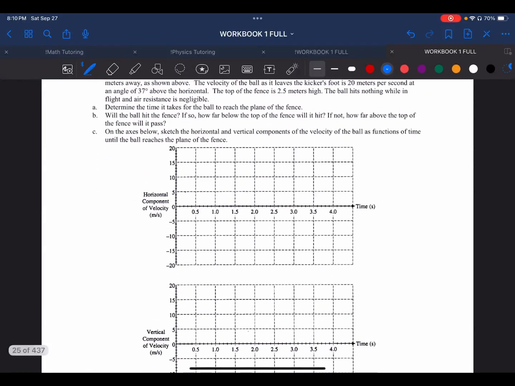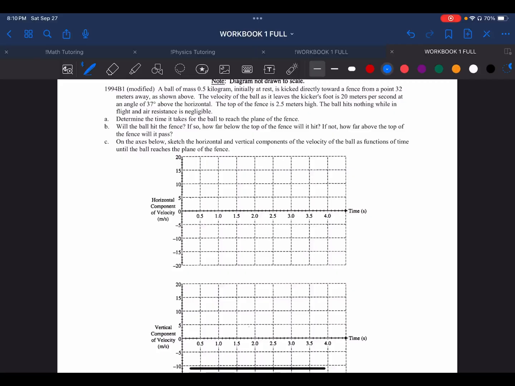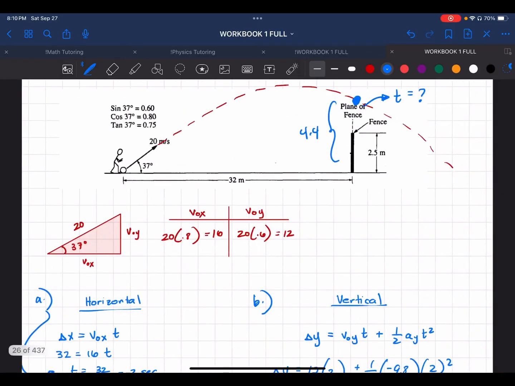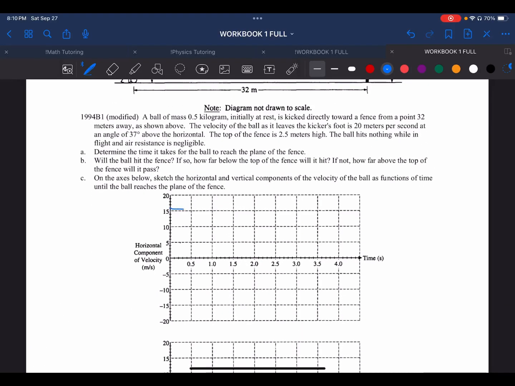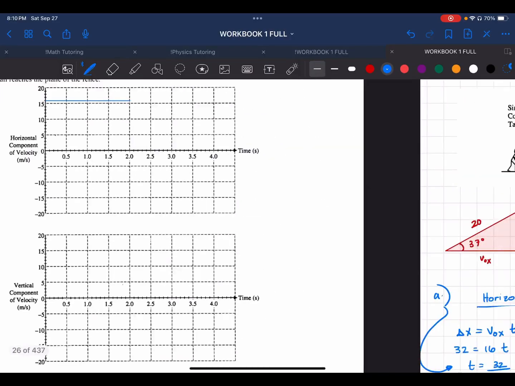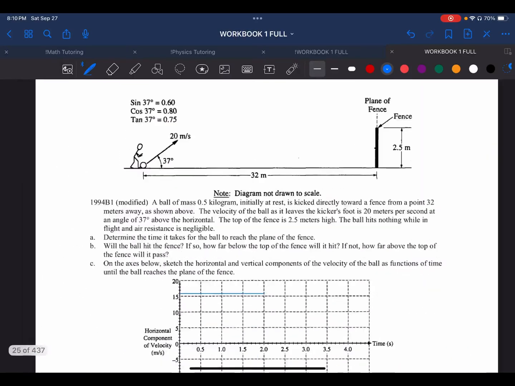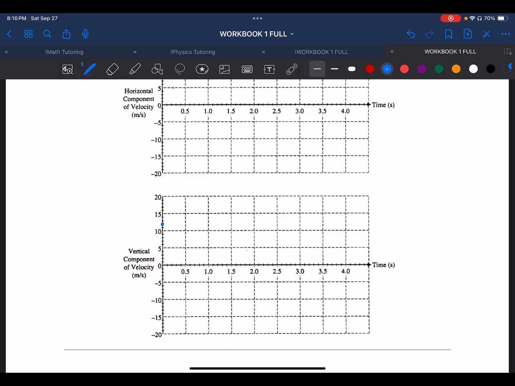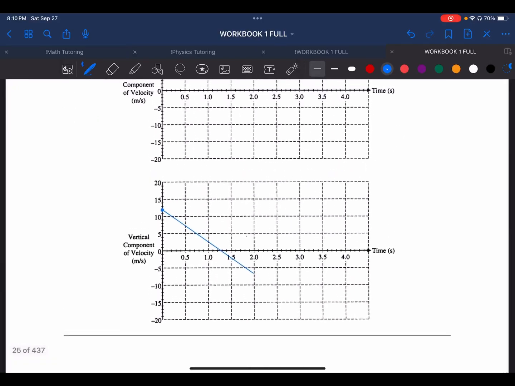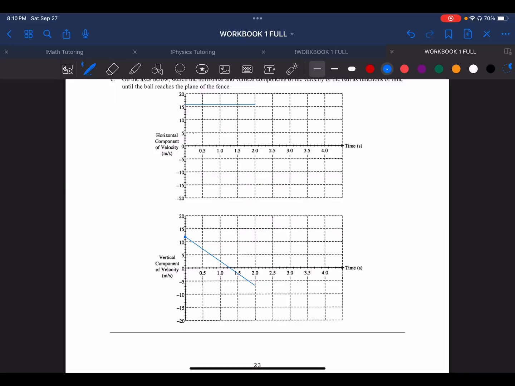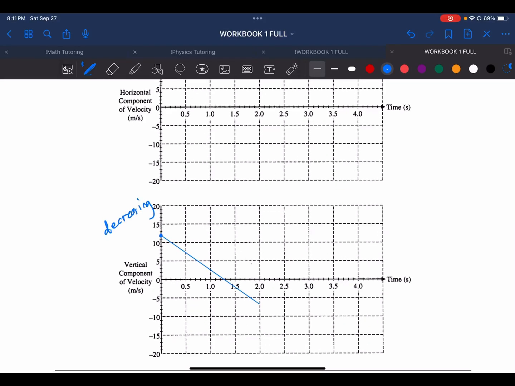Now the graphing. I know that at 2 seconds the speed in x was 16, so v0x stayed the same. And the vertical component went from 12 and decreases, something like this. So your y will always be decreasing, and if it's doing something else, that means you just have to start over.